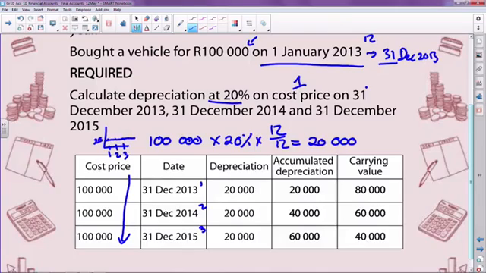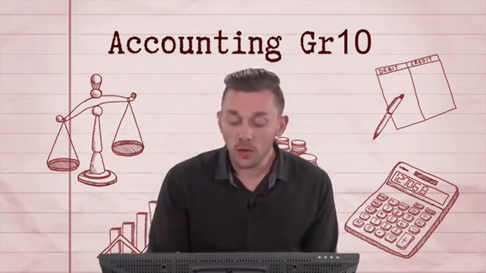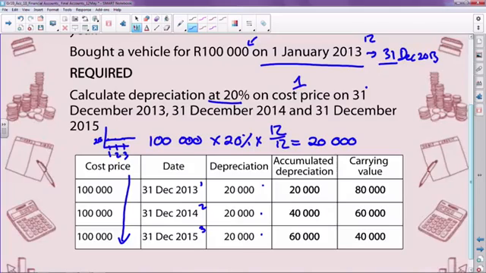Now, guys, very easy. Your depreciation for every year will stay 20 bucks. Your accumulated will go up. So every year you lose more, and you lose more, and you lose more. So for the first year, we didn't lose anything in the previous year, because we didn't have it the previous year. So therefore, nothing plus 20 gives you your 20, and then your 100 minus 20 gives you your 80.